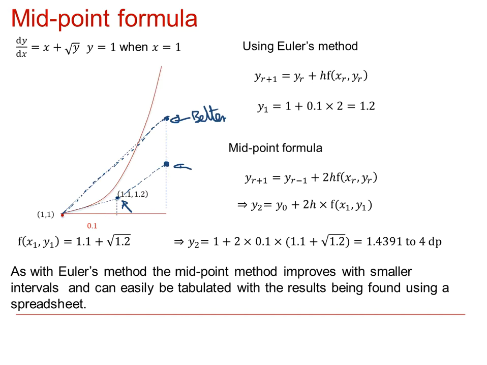So the formula that we need then is this midpoint formula, which says that yr plus 1, the next value, is using the value before our midpoint plus twice the interval, 2h, multiplied by the gradient at the midpoint. Now in exam questions you'll probably be asked to do this once, usually asked to find x1, y1 using Euler's formula, and then to find x2, y2 using the midpoint formula.